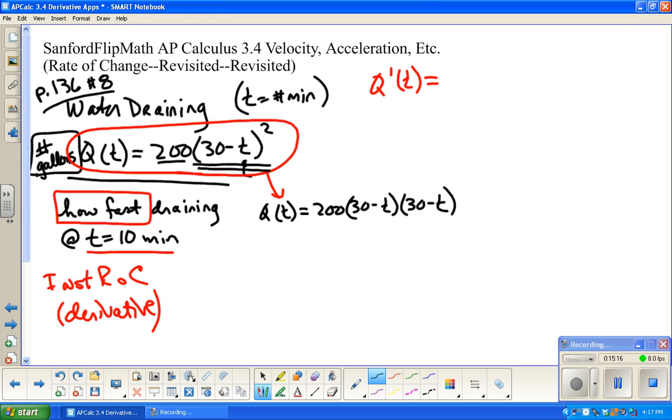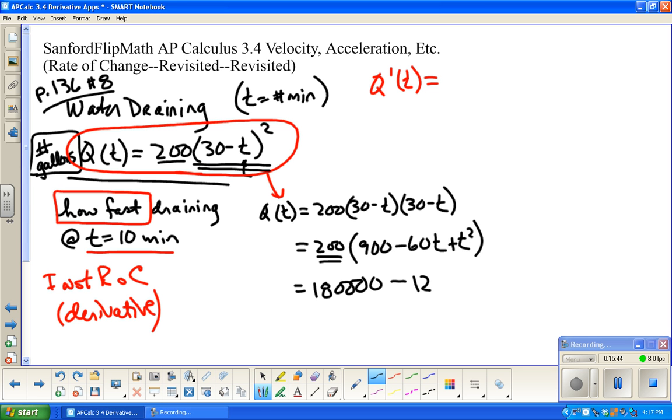Now some of you are trained professionals at doing this in your head, and you are welcome to do that. Or you can play along with me at home. Now we can distribute the 200 or not. It doesn't really matter because you could do the derivative first and multiply this number by that. I'm just going to go ahead and write it all out. So this is 180,000, minus 12,000 t, plus 200 t squared.